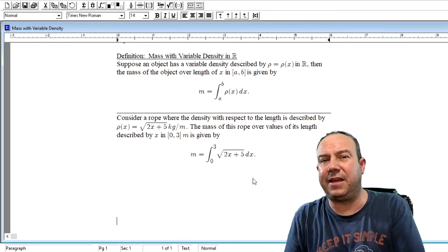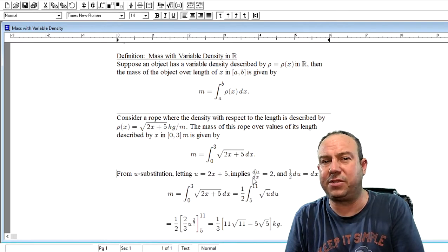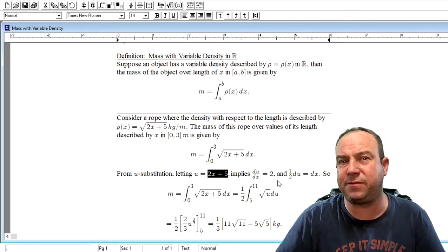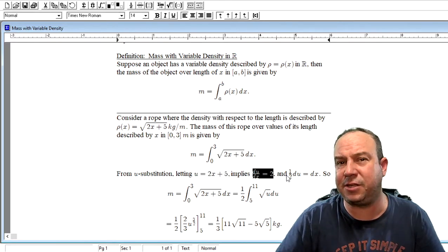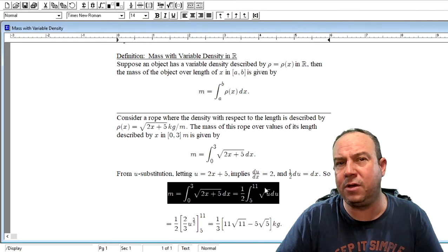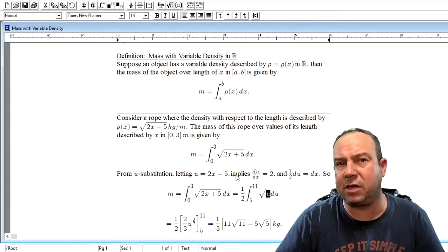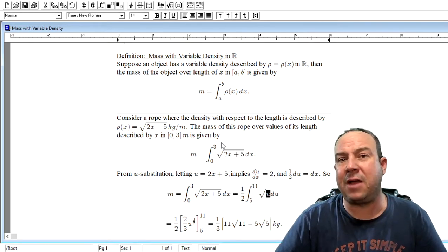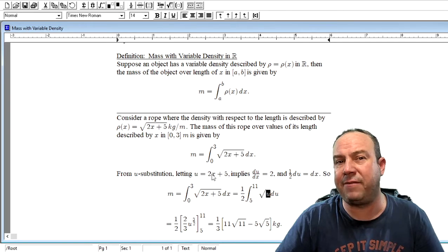How do we calculate this? Now, this is a little u substitution, folks. You're going to let u equal the interior 2x plus 5. That will imply du dx is 2, or 1/2 du will equal dx. So the dx will get replaced with the 1/2 du. The value under the radical will get replaced with u. And then our bounds will be adjusted using the 2x plus 5 from 0 to 3 to 5 to 11. Plug in 0, you get 5. Plug in 3, you will get 11.